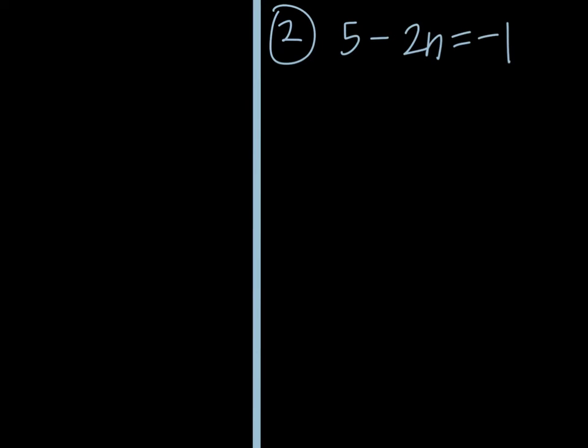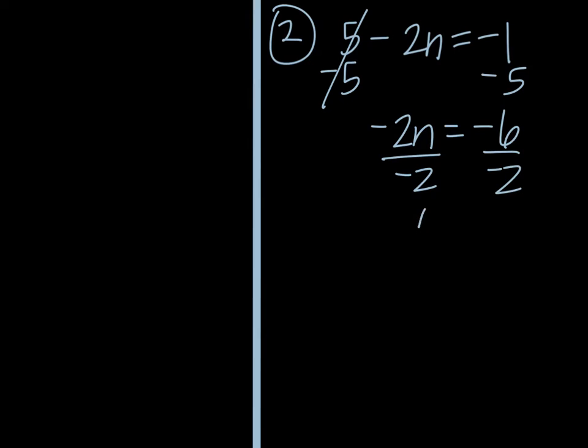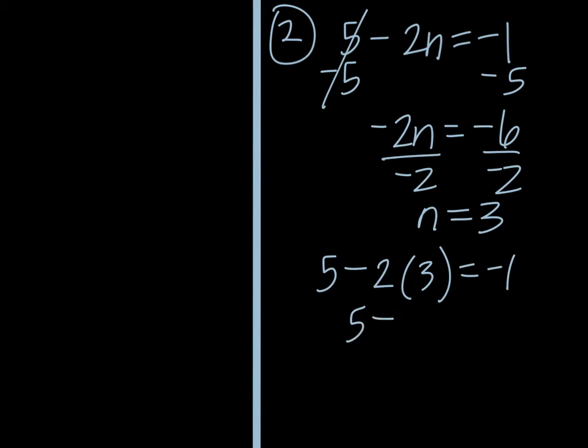Alright, second example, we have 5 minus 2n equals negative 1. We're going to start on the left side, get rid of that positive 5. So we'll subtract 5 from both sides. Bring down negative 2 times n. Negative 1 minus 5 is negative 6. Divide both sides by negative 2. You get n equals 3. You can check it. So that's 5 minus 6 equals negative 1. Both sides are in balance, so we got it right.